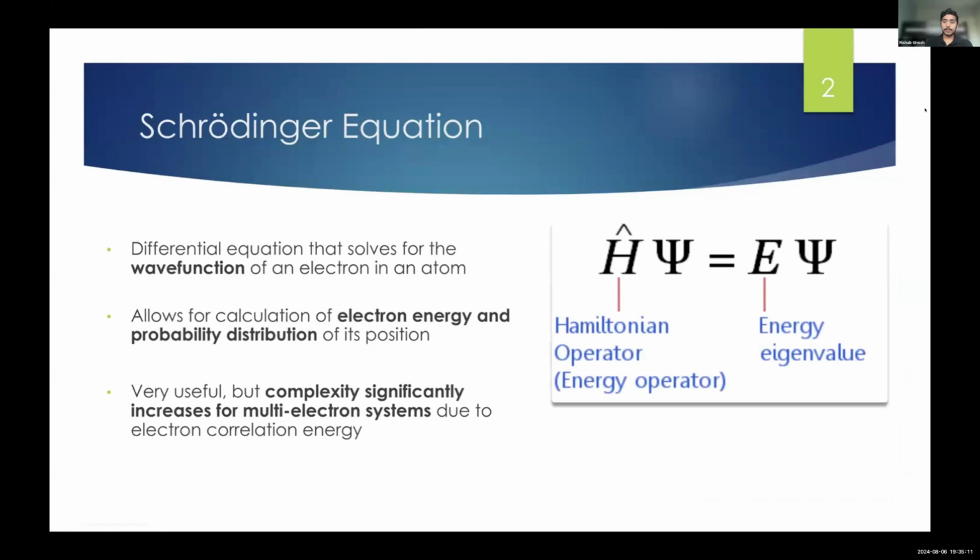So a key aspect of our research is the Schrödinger equation, and this is probably one of the most fundamental equations in quantum physics, quantum mechanics, anything. It's a differential equation that solves for the wave function of an electron in an atom, and it allows for calculations of electron energies and probability distributions. And as you can see here, the Hamiltonian and the eigen energy. And it's very useful for calculating energies, but it gets extremely complex for multi-electron systems due to electron correlation energy.